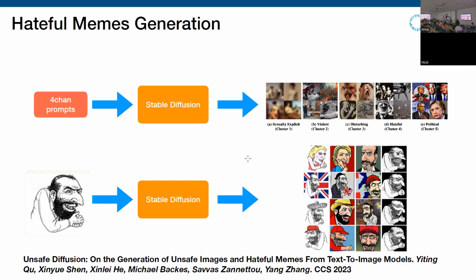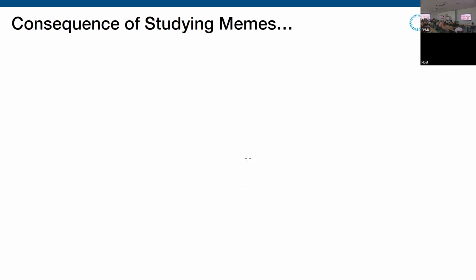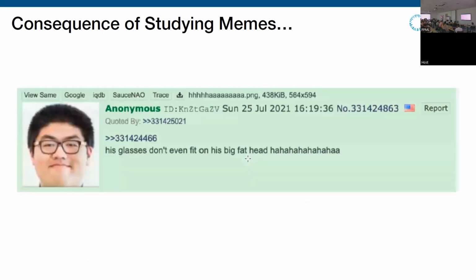So if you do this kind of research, this is an area that, in security at least, not many people have touched. However, if you do this research, it is relatively easier to get your paper to be more visible. Yeah. On the other hand, you also take a consequence. For example, this is the original 4chan post. Yeah, and this person is me.